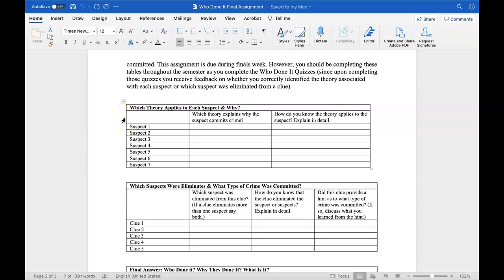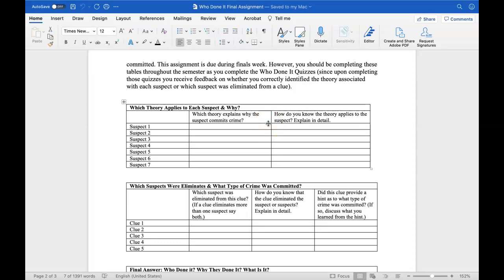Not technically 7 weeks, but while you're getting these suspects and taking these quizzes, it makes sense to fill this table out as well. So if you see suspect 1, you take the quiz, you get the theory correct, you want to write it down right here while it's fresh in your mind. That way you don't have to do it at the end of the semester. That's personally what I recommend.